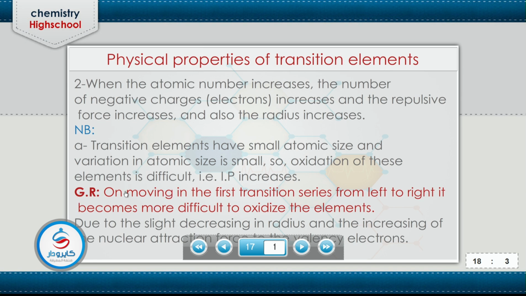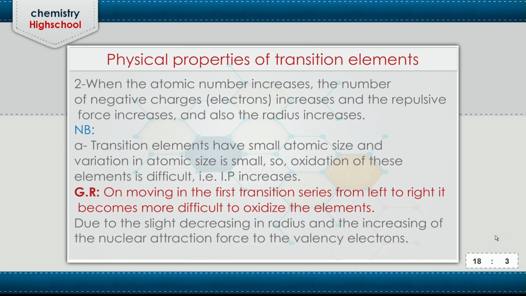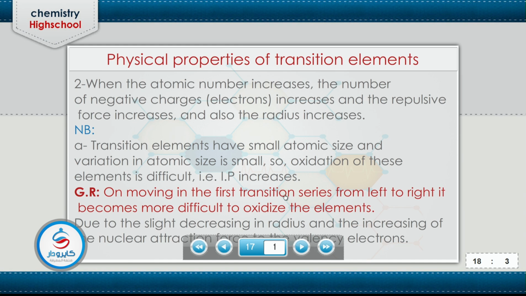Give reason. On moving in the first transition series from left to right, it becomes more difficult to oxidize the elements. The answer: due to the slight decrease in the radius, and the increase in the nuclear attraction force on the valence electrons.